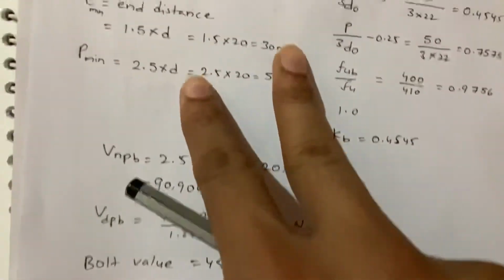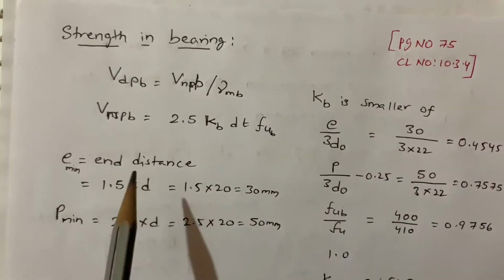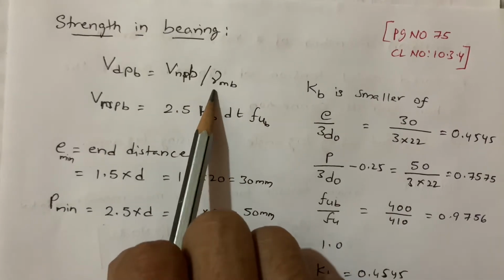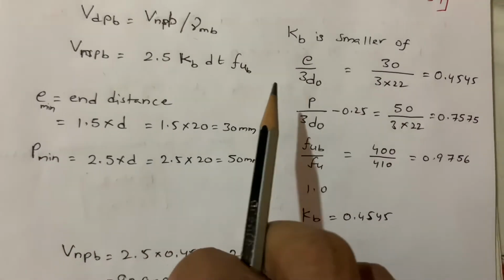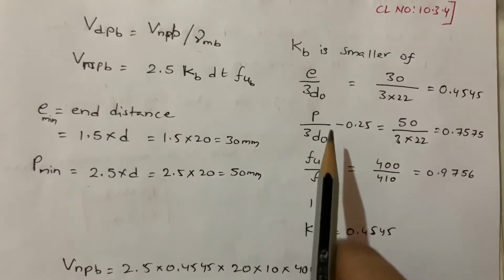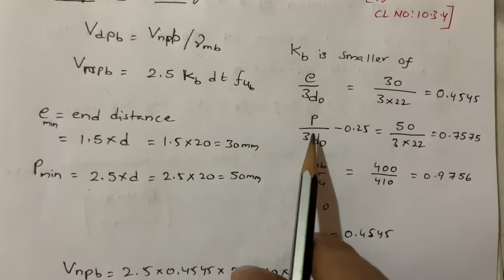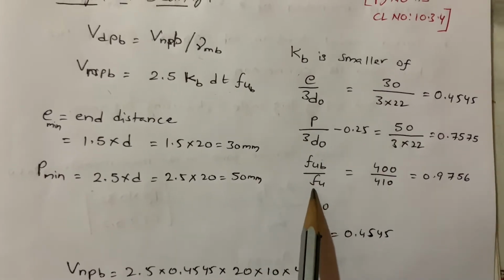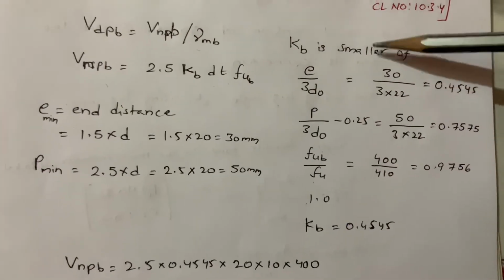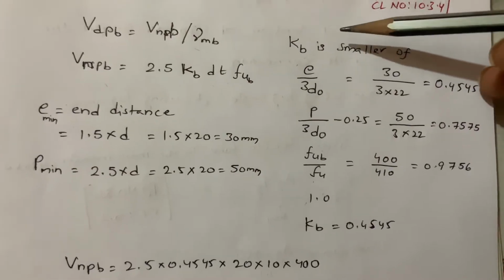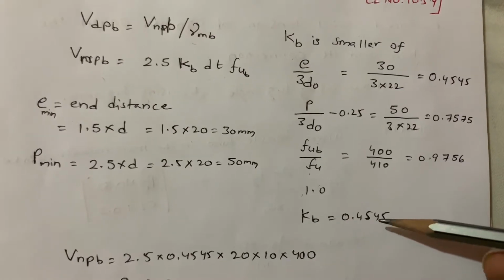After finding this, we are going to calculate bearing strength. This is available on page number 75, clause number 10.3.4, that is Vdpb equals Vnpb by gamma mb. Here the Vnpb formula is 2.5 into kb into d into t into fub. We know that in my previous videos I calculated all these values. The kb value is found by using e by 3d0, p by 3d0 minus 0.25, fub by fu, and 1. After calculating all these 4 values, the smaller value we need to take, that is kb is the smallest of these, as the code specifies. So after calculating this, the kb value is 0.4545.